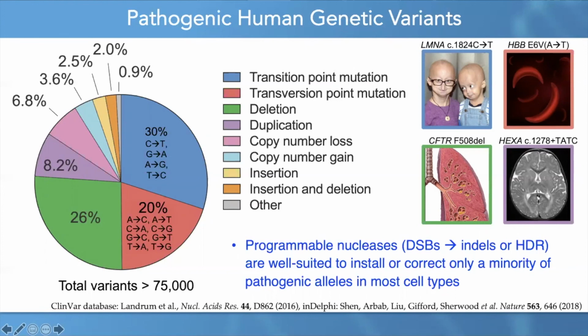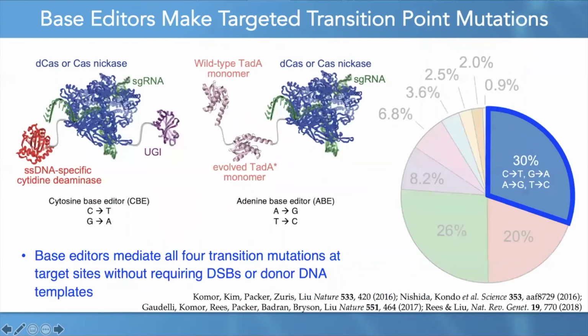Programmable nucleases are capable of installing precise edits through homology-directed repair, or HDR, but this method remains inefficient in certain cell types and is challenged by the need to co-deliver a donor DNA template. To provide one potential solution to the challenge of installing precise DNA edits without double-strand breaks or donor DNA templates, a group developed base editors.